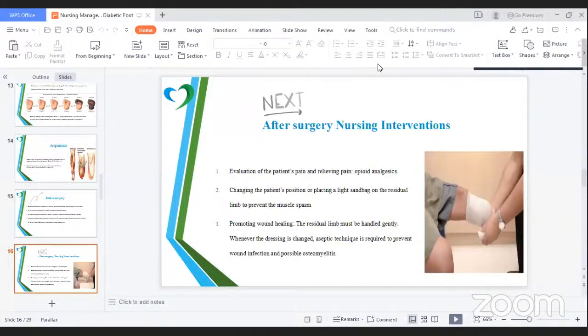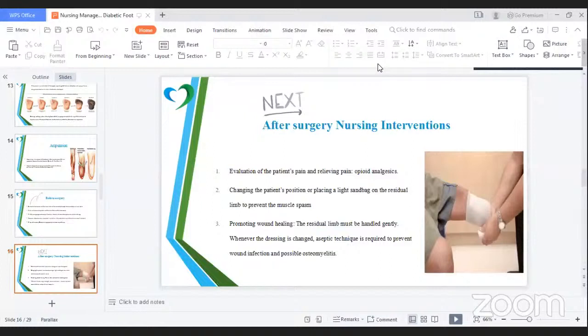After the amputation, the nurse has a big responsibility to evaluate the patient's pain, because the patient feels pain after surgery. Give opioid analgesics as per doctor's order, change the position or place a light sandbag on the residual limb to prevent muscle spasm, and promote wound healing. This is the most important part because diabetic patients always complain of delayed wound healing and infections.